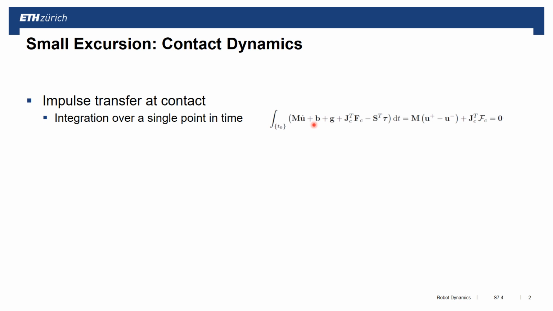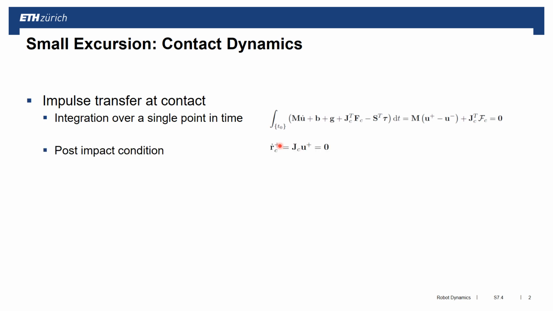So everything which is a force that is non-infinite has to drop out. So b has to drop out, g has to drop out, and the torque has to drop out. What remains is m times the velocity after the impact minus the velocity before the impact plus J transpose times, now we write an Fc with this calligraphic F, which stands for an impulse. So Fc calligraphic is essentially force times dt, so an impulsive force.